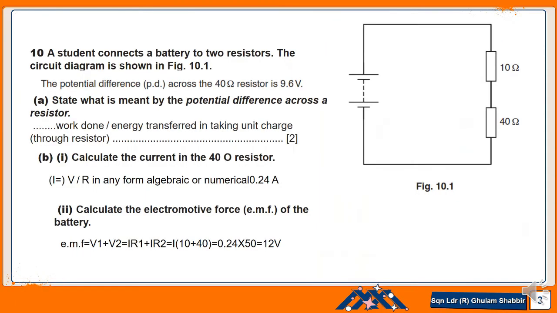The first is from the year 2018 May-June, and the paper is 22. In this problem, there are two resistors, 10 ohm and 40 ohm. They are in series, and the potential difference across the 40 ohm resistor is given, that is 9.6 volt. The question is: what is meant by potential difference across a resistor?